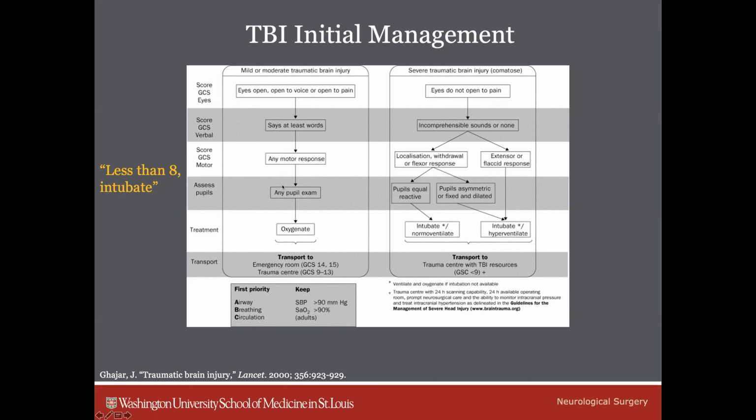And then pupillary reactivity is also important. If somebody has pupils that are asymmetric or fixed and dilated, then in addition to intubating them for airway protection, you also want to hyperventilate them until they get to a TBI management center. Again, the dictum is anybody with a GCS of less than 8, you want to intubate.